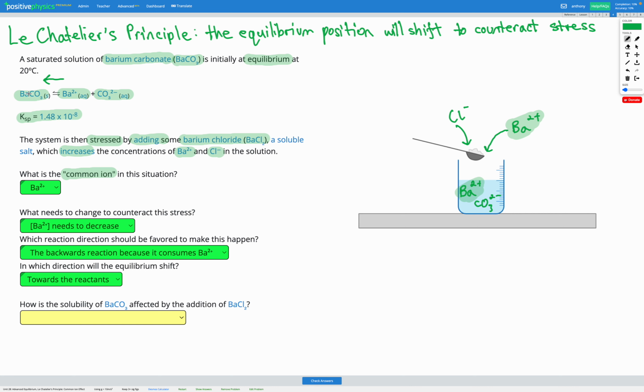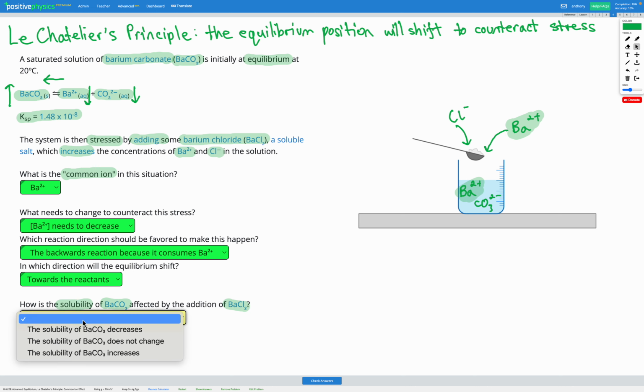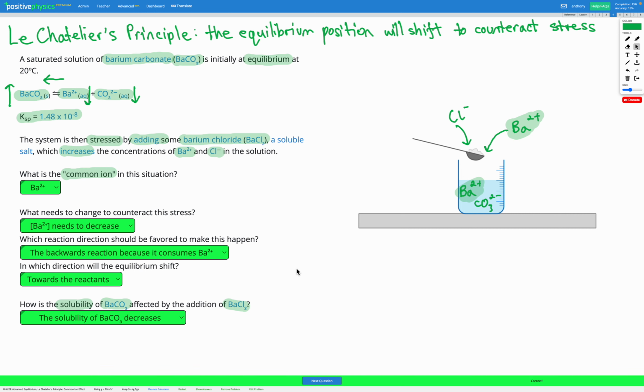Now, if our equilibrium shifts towards the reactants, that means we're going to get more of our solid made and less of our ions. So how is the solubility of barium carbonate affected by the addition of barium chloride? Well, we know that our equilibrium position is shifting towards the solid, which would mean it's becoming less soluble. So the solubility of BaCO3 decreases. So in this example, we can see when we add a common ion, because that increases the concentration of that ion in the solution, the equilibrium position is going to shift to the left towards the reactants so that we'll consume some of that ion and produce more of the solid, which will decrease the solubility of the salt.